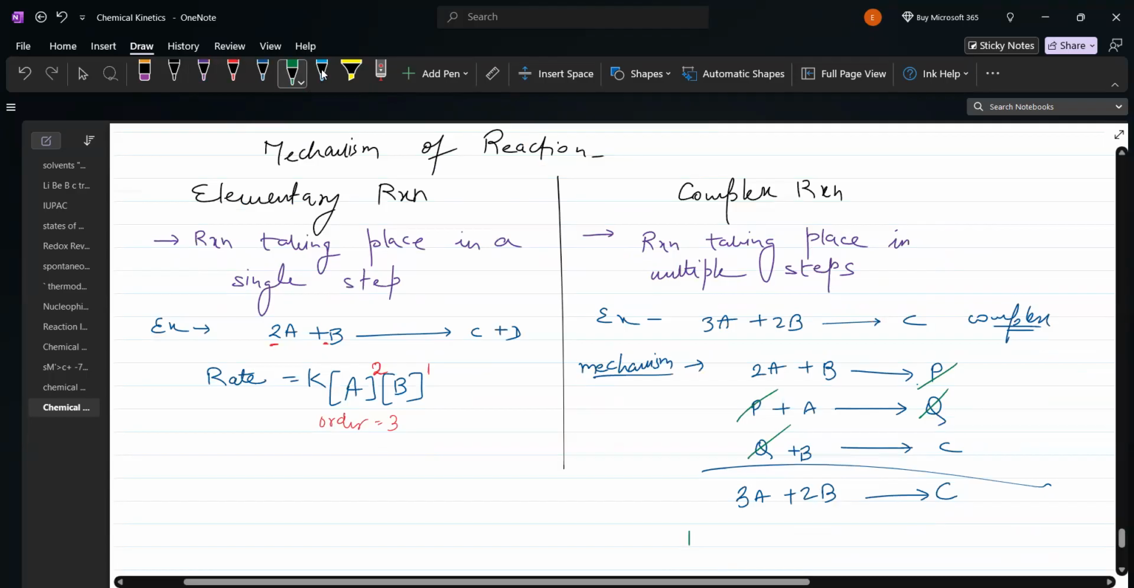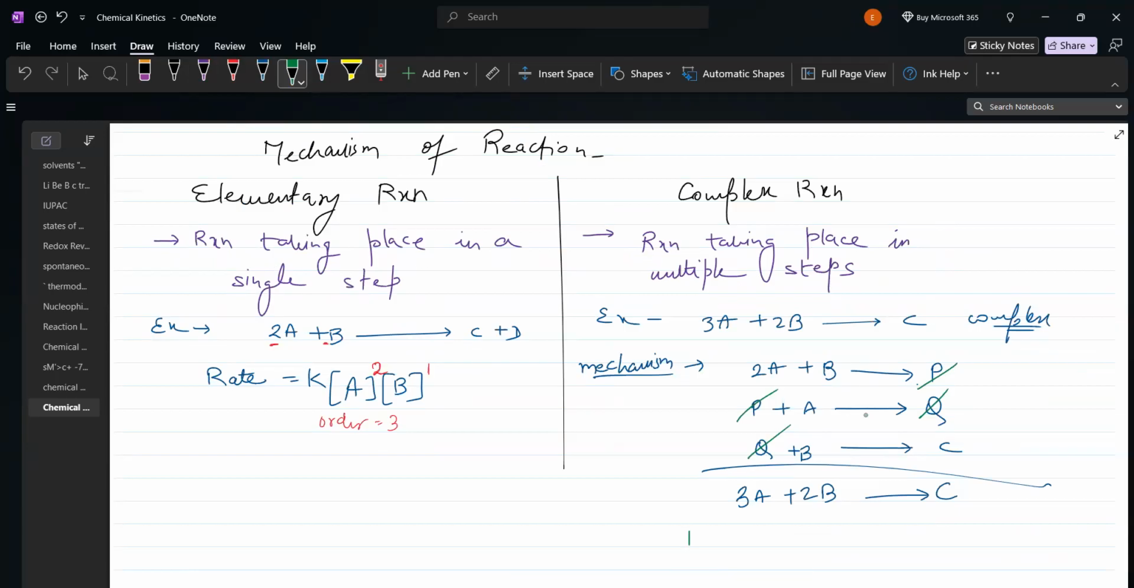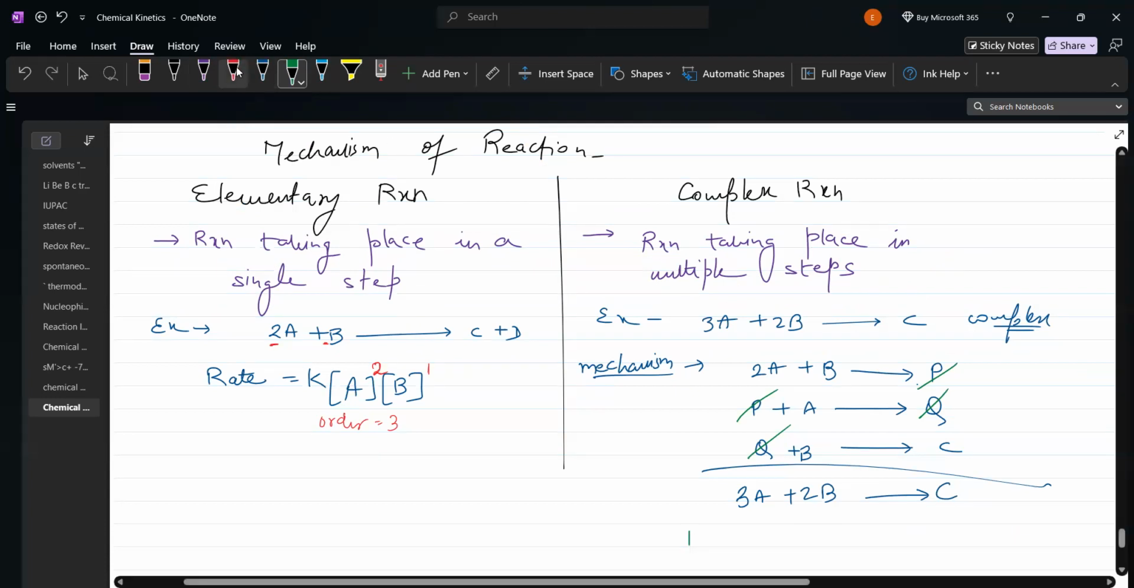And one of the steps is the rate determining step. One of the steps is the slow step. This is important to know. One of the steps is the slow step, which is known as RDS.